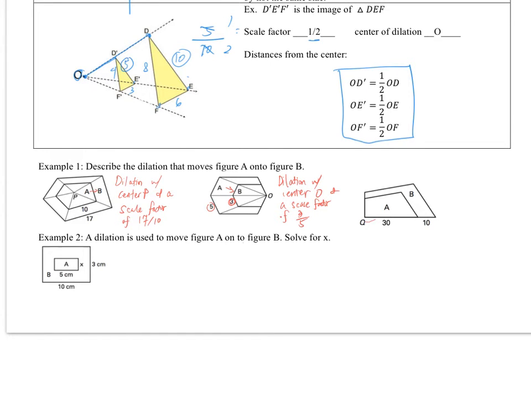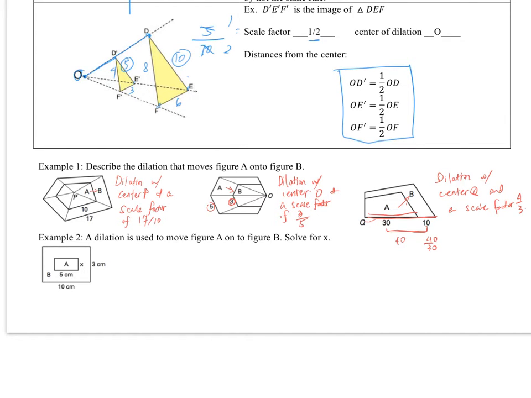And this one, you need to add 30 and 10 together to get 40. And we're moving A to B, so we have an enlargement. So here we go with the dilation with center Q and a scale factor. So we need to do 40, the final image, to the pre-image of 30, which is 4 to 3.